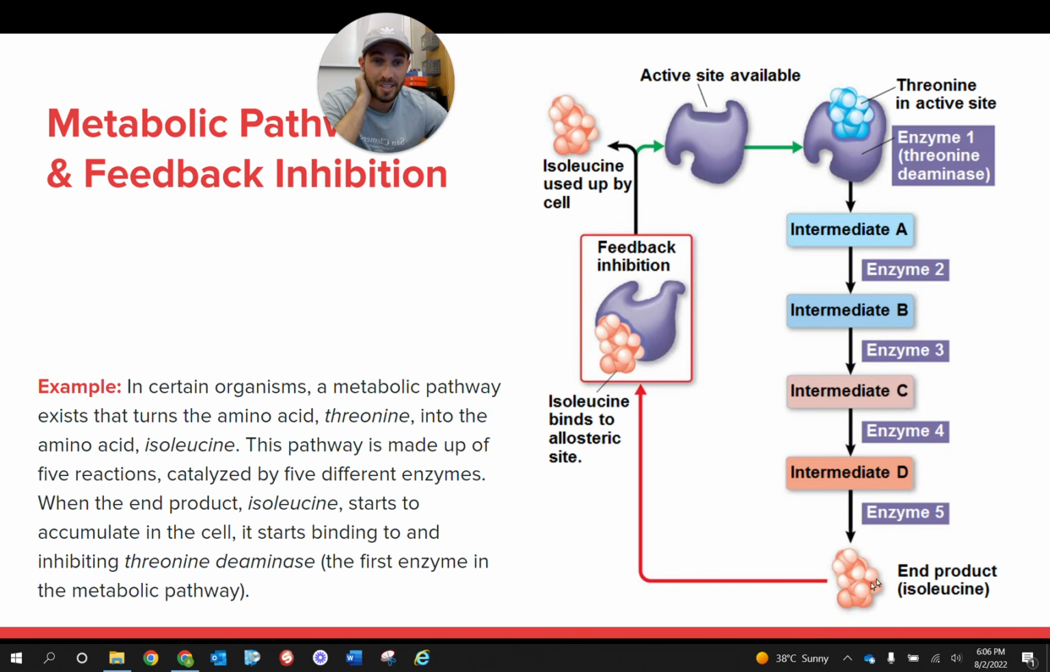When there's too much isoleucine, and when there's so much of it that it's starting to bind to all of these enzyme number 1s and turning them off, well then yeah, we probably should start slowing down and turning off this metabolic pathway because we have too much isoleucine.